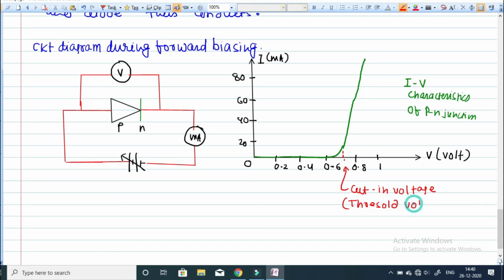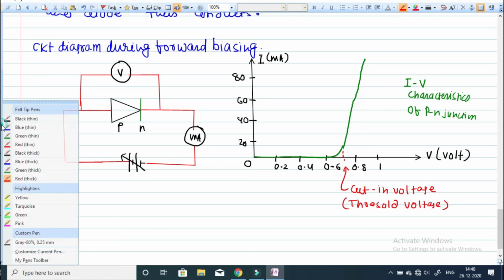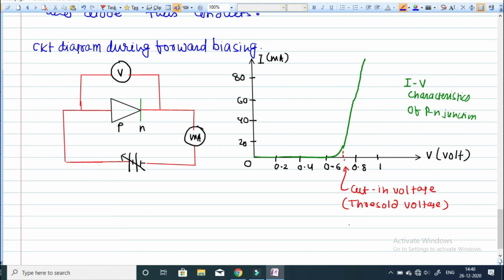Threshold voltage. The value of this cut-in voltage is approximately 0.7 volt for silicon, and approximately 0.2 volt for germanium. So this is all about the working of a PN junction diode in case of forward biasing.